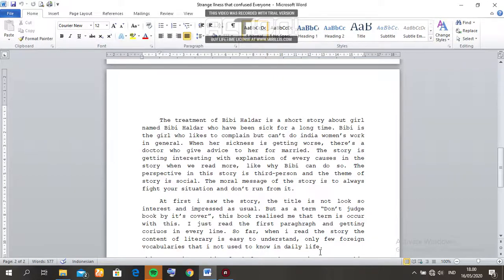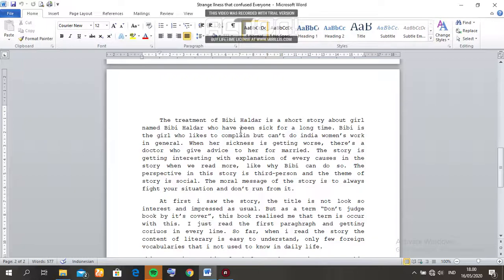Okay, the next is the analysis structure, or the intrinsic elements. It contains the character, setting, plot, point of view, theme, moral message, and symbol. As you can see, The Treatment of Bibi Haldar is a short story about a girl named Bibi Haldar who has been sick for a long time. This is the character, Bibi Haldar.